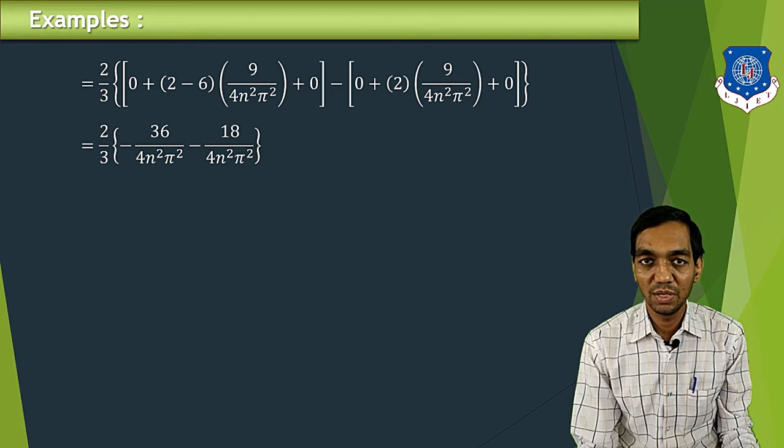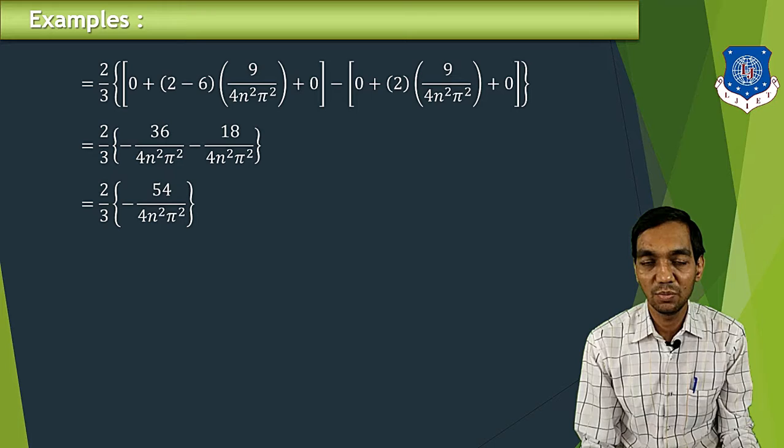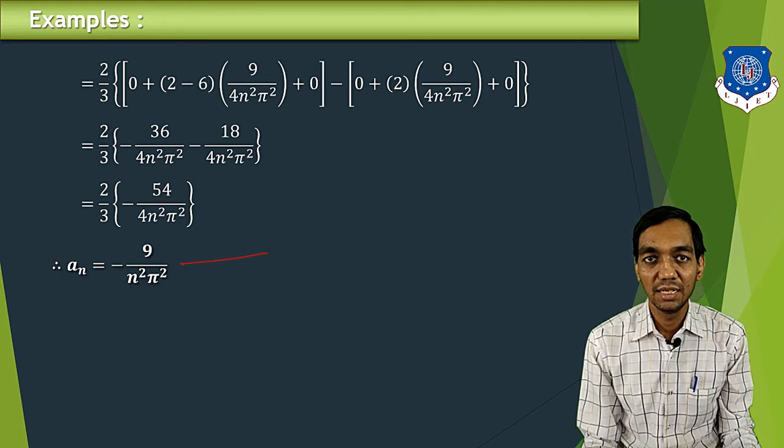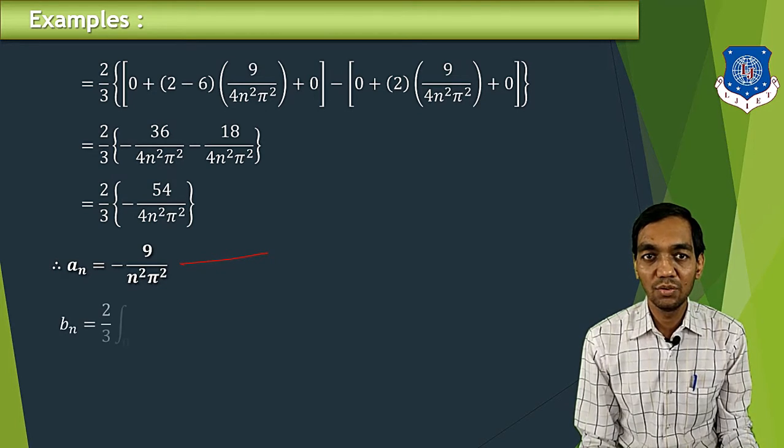Minus 18 upon 4 pi square n square. So that will give you minus 54 upon 4 n square pi square. And if you simplify, then you will get an is equal to minus 9 upon n square pi square. So this is the answer of an. Now we are going with bn.